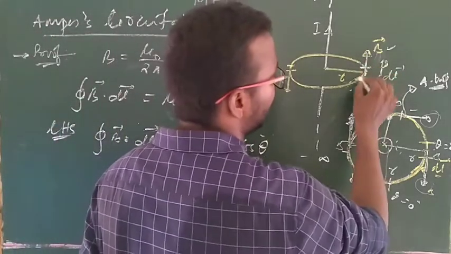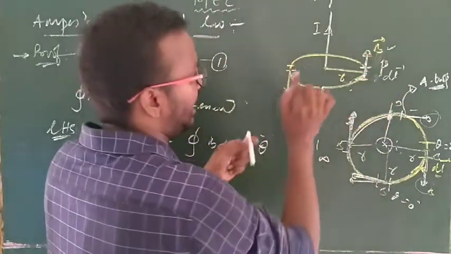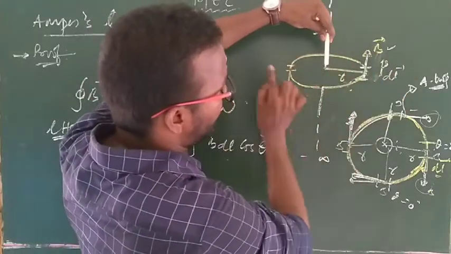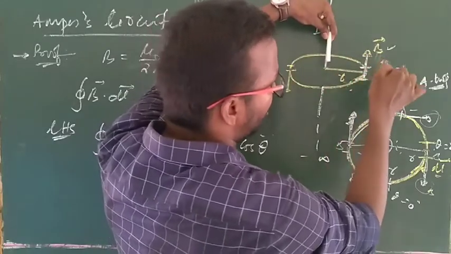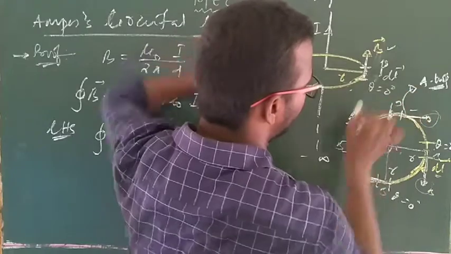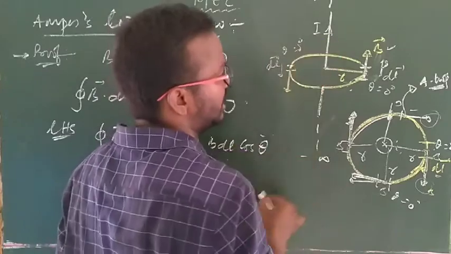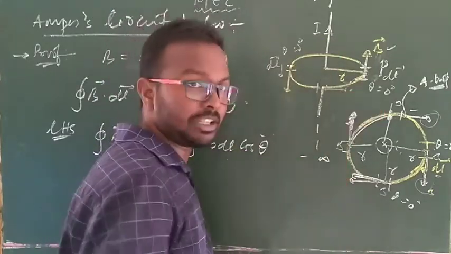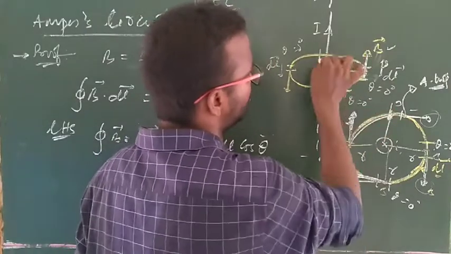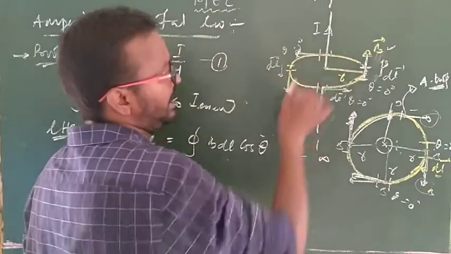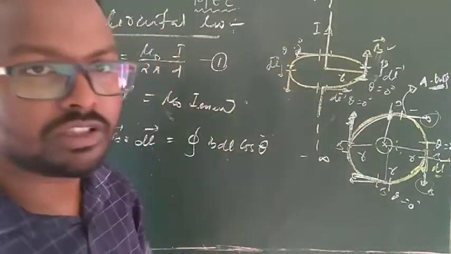Similarly, if you choose a small length element dl here, then this is the direction of the magnetic field, and we chose the direction of the Amperian loop along the direction of the magnetic field, so that the angle at this point theta equals 0 degree. If you choose another element, this is the direction of dl, so here theta equals 0 degree. If you choose another element, here theta is also 0 degree. And for another length element, here also theta equals 0 degree.